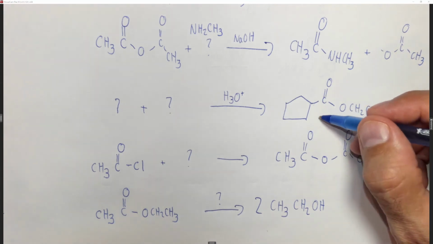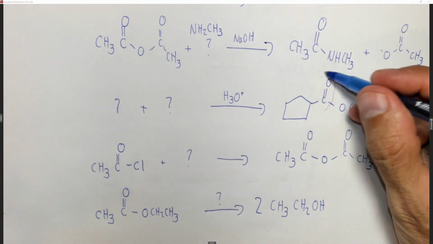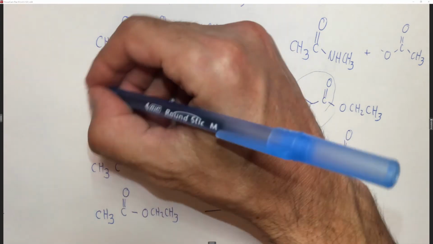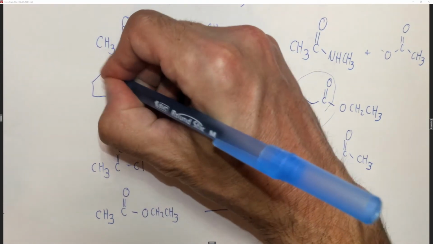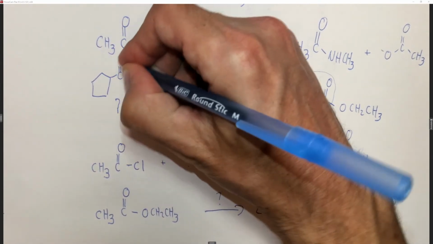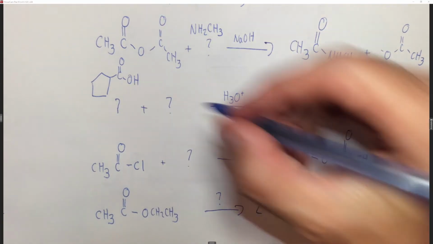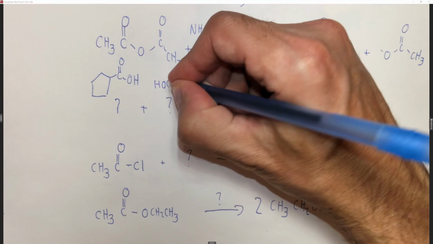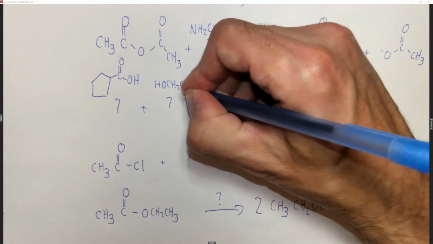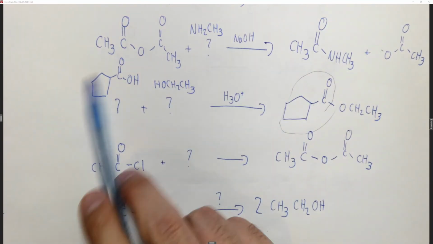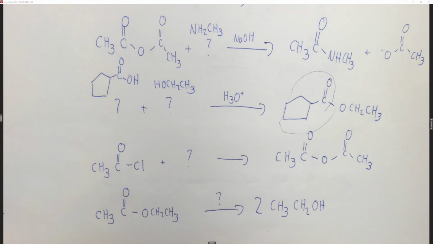So when we do a Fischer esterification, this part is the carboxylic acid. And this part is the alcohol, HOCH2CH3. So we have ethanol and cyclopentanoic acid, if you will, reacting together in order to form this. All right, let's look at the next one.